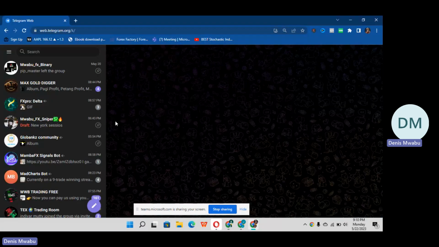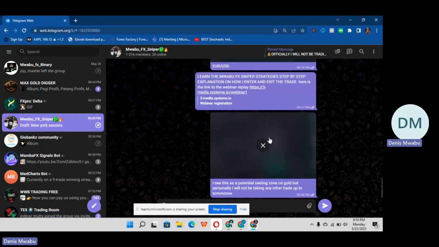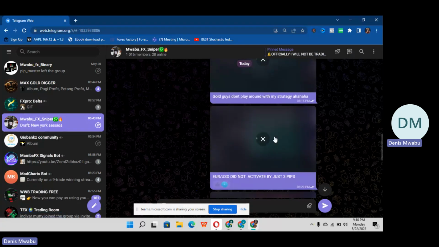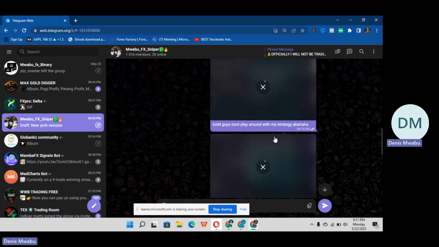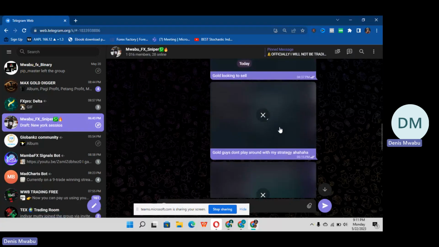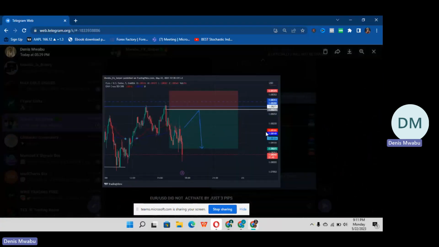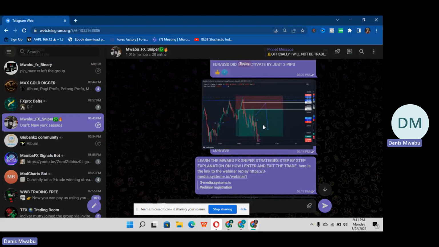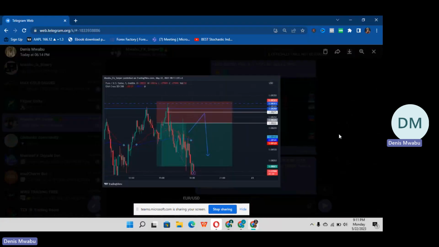So I want to get into my Telegram group, and let it load a little bit. Okay, here we go. You can see that this was the Euro USD trade that I shared. I was expecting price to come back here and give us a sell, which, when the news was released, it actually came back, tapped onto our zone and gave us a 1:2.